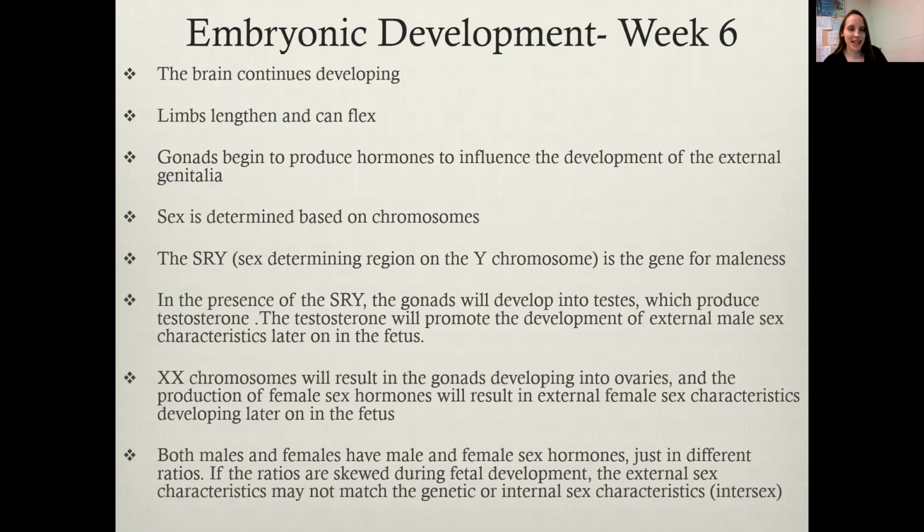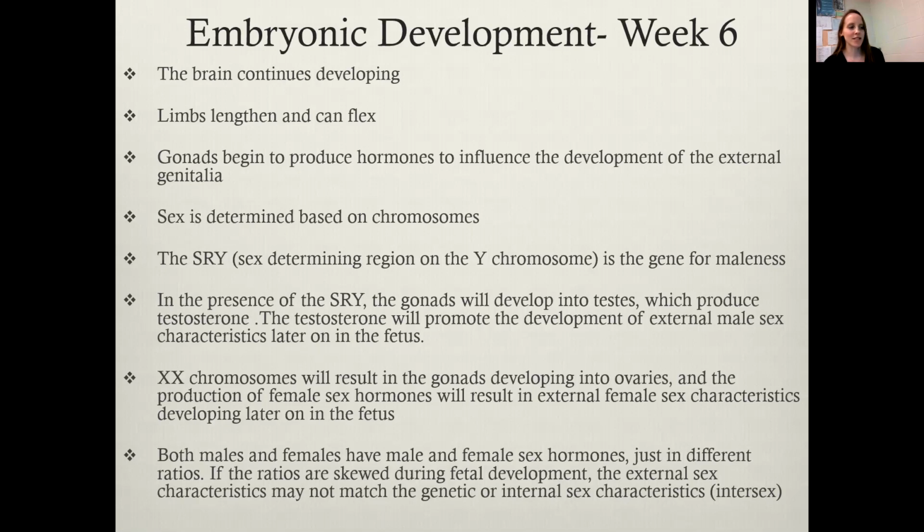In week 6, again, the brain is going to keep on growing. The limbs will lengthen from those little tiny buds that we saw in the previous slideshow. The gonads will also start to produce hormones. So just a reminder, gonads are the ovaries and testes. So those are going to start secreting hormones like testosterone from the testes and estrogen from the ovaries, which will influence the development of the external genitalia.